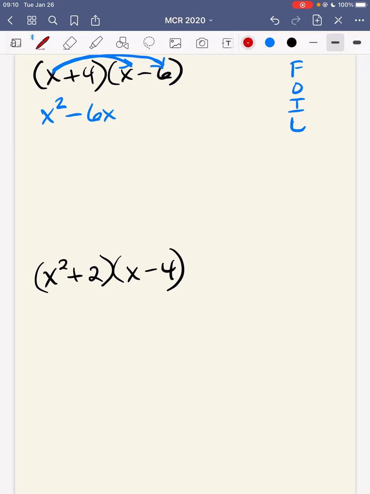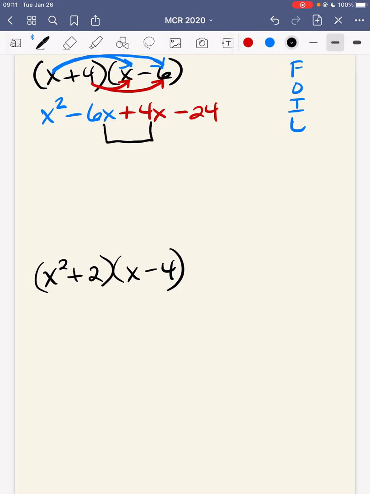Now I could do the same for my inner. My I is my 4 being multiplied by the first thing inside the second binomial, which is the x. And this would be plus 4x. And then the last is actually taking the 4 and multiplying it by this negative 6 in the back. And this is a positive times a negative, so we get a negative. 6 times 4 is 24.